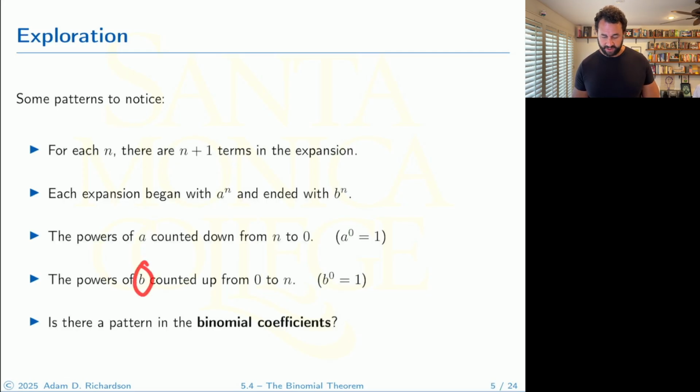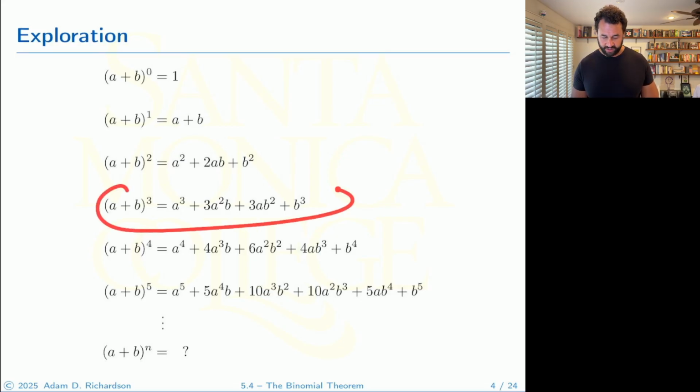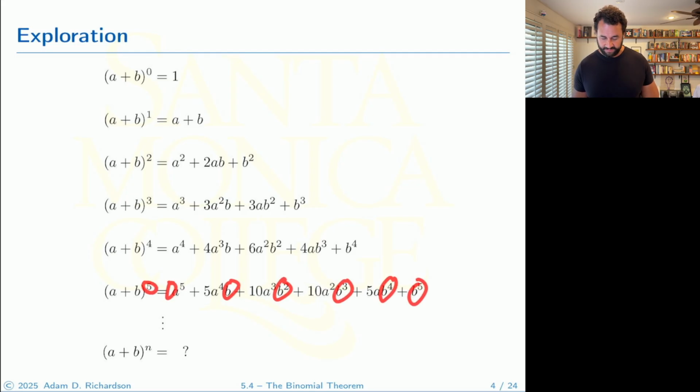Similarly, the powers of b are counting up from 0 to n, remembering that b to the 0 is 1. So we'll start here again. b to the 0, b to the 1, b squared, b cubed, right? b to the 0, b to the 1, b to the 2, b to the 3, b to the 4. b to the 0, b to the 1, b to the 2, b to the 3, b to the 4, b to the 5. So we got a lot of patterns here. There's a ton of structure, and we can generalize those structures using those patterns that we noticed, all right?